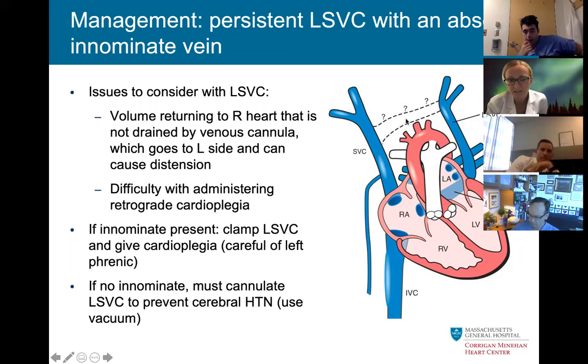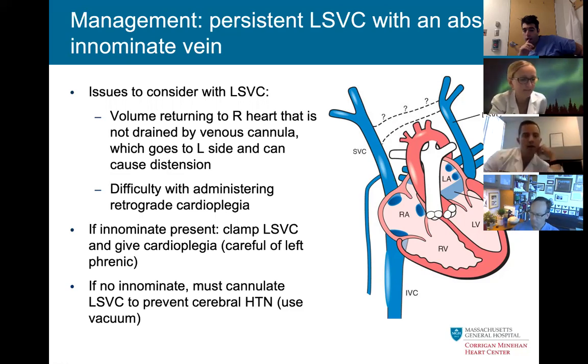If there is an innominate, you can just clamp the left-sided SVC and give cardioplegia. We talked about this last week, but you have to be careful not to get the left phrenic. If there's no innominate present, you have to cannulate the left-sided SVC to prevent cerebral hypertension.